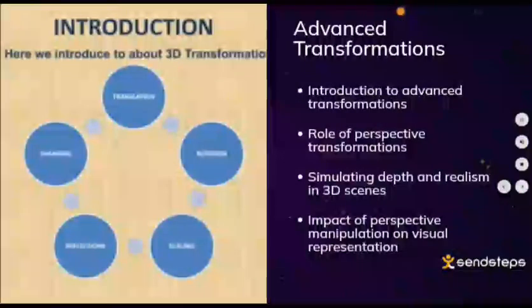Introduction to advanced transformations. Advanced transformations in 3D graphics include perspective transformations that mimic how objects appear based on their distance from the viewer. Role of perspective transformations. Perspective transformations create a sense of depth, enabling objects to appear smaller as they move away, enhancing realism.